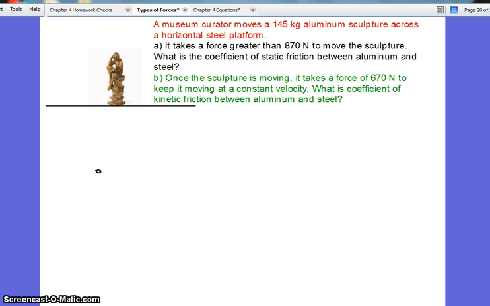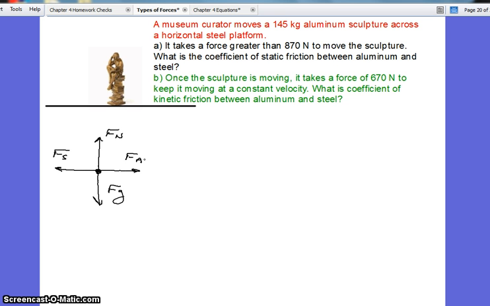So first we draw our free body diagram, and of course the first force is gravitational force. We write that in. Then we have a normal force. We have a surface, so there's a normal force perpendicular to that surface, in this case up, supporting that statue. If we were to push the statue to the right, then the friction would be to the left, opposite the direction we are pushing it. It says it takes a force greater than 870, so at 870 newtons, it is not moving. That makes it static friction. We are applying a force to the right at 870, that is our applied force.